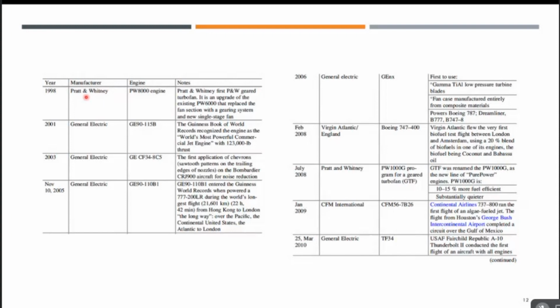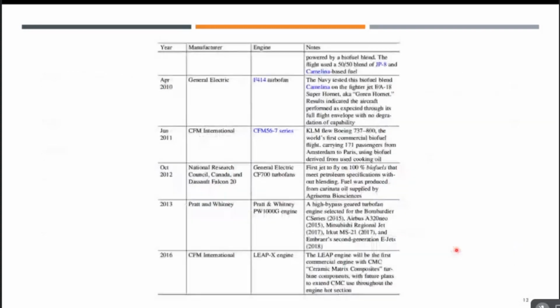Continuing, more powerful engines from 1998 onwards, having not just a single spool or double spool, they also have a triple spool. And we have Virgin Atlantic and other modern CFM56 series engines coming into the market. And following through, April 2010, this is the engine used in the F/A-18 Super Hornet, also known as the Green Hornet.